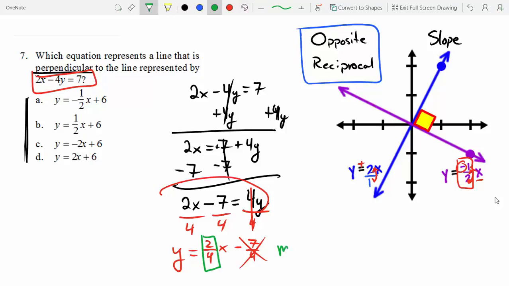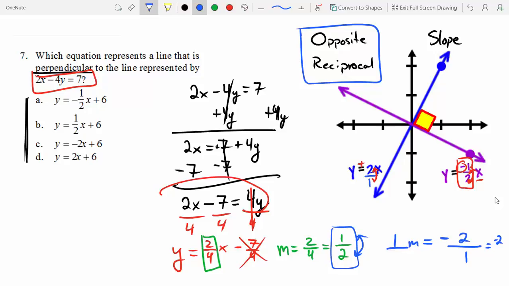So the slope of this line is 2 over 4, or in other words, 1/2. So if I'm going to be perpendicular to this 1/2, I need to be the opposite sign, so I need to be negative, and then I need to be the reciprocal. That 2's got to come on top, and that 1's got to go on the bottom. So I'm really going to be a negative 2.